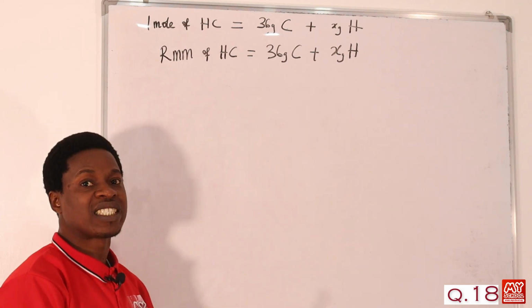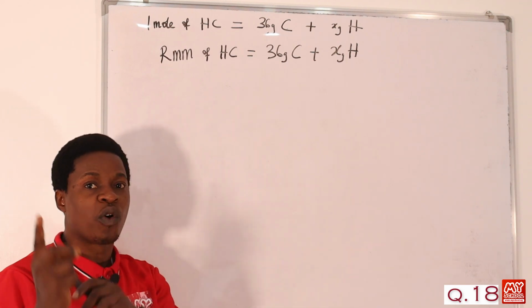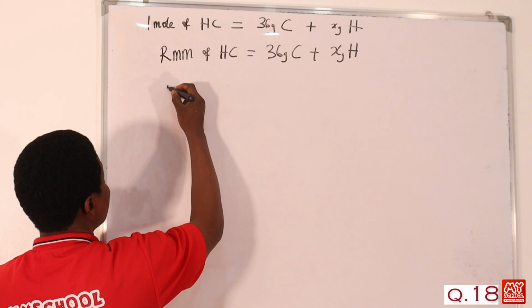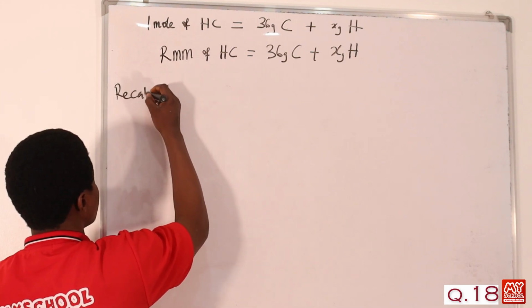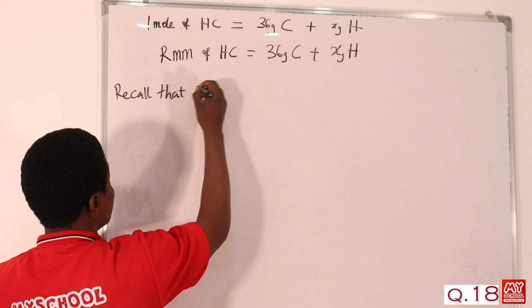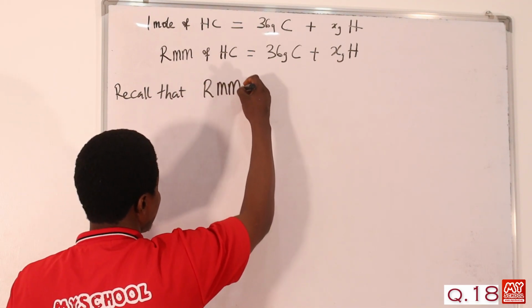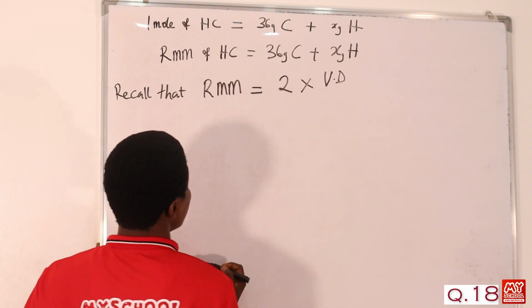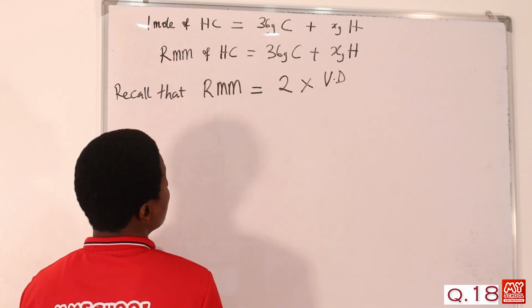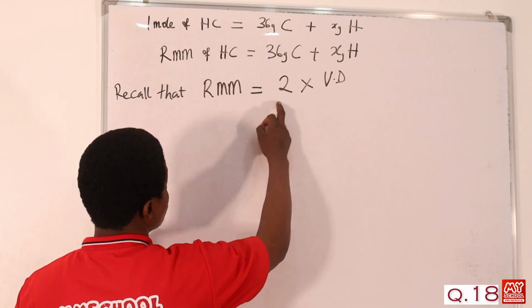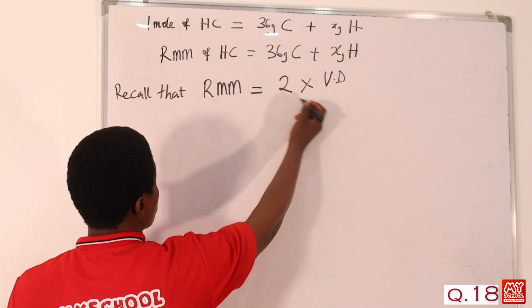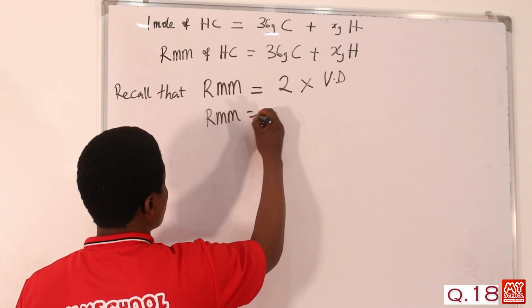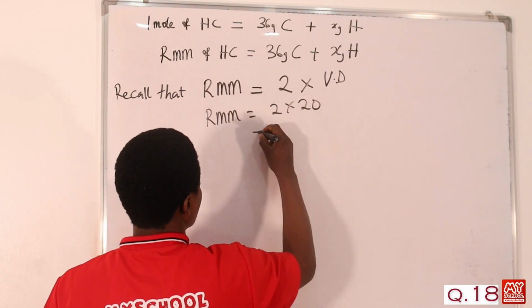Relative molecular mass is equal to 2 times what? The vapor density. So 2 times vapor density is what gives us relative molecular mass. Recall that relative molecular mass is equal to 2 times vapor density. So the RMM, relative molecular mass, will be equal to 2 times 20, which is equal to what?